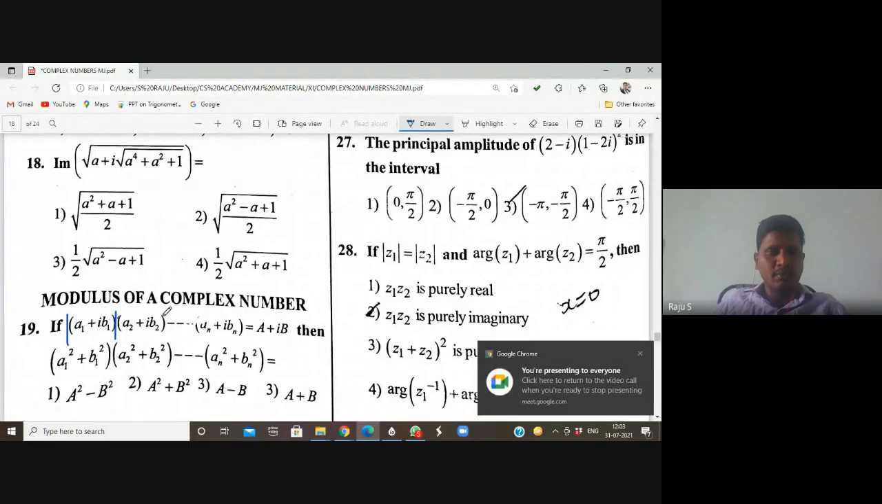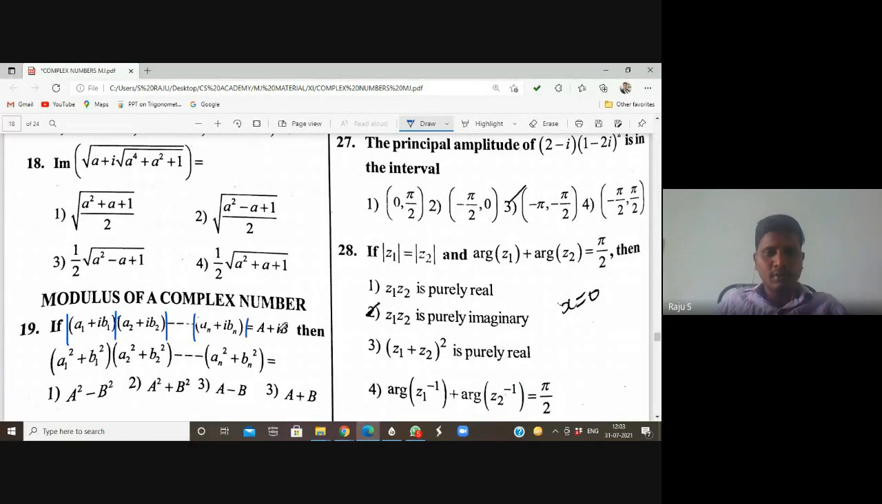Take modulus. When you take modulus, the square root of a1 square plus b1 square, a2 square plus b2 square, and so on, an square plus bn square, is equal to the square root of capital A square plus B square. So when we are squaring on both sides, we are going to get this answer.